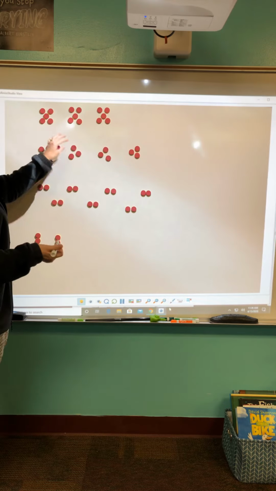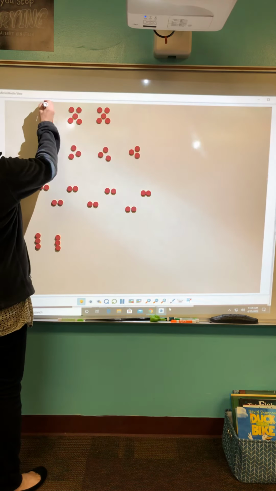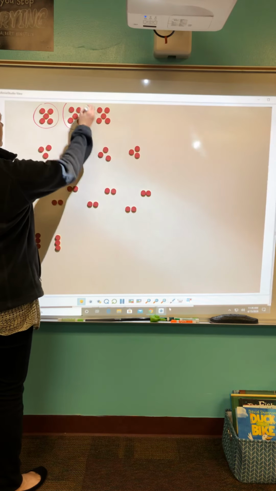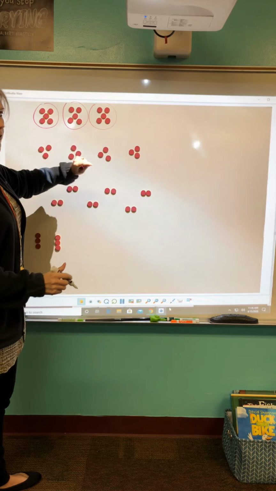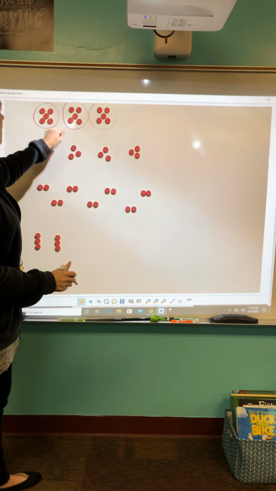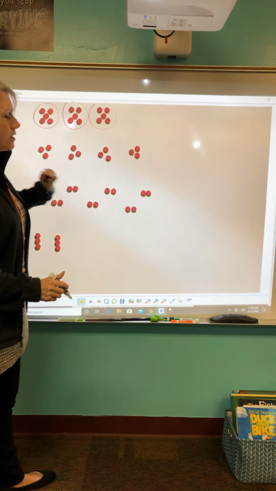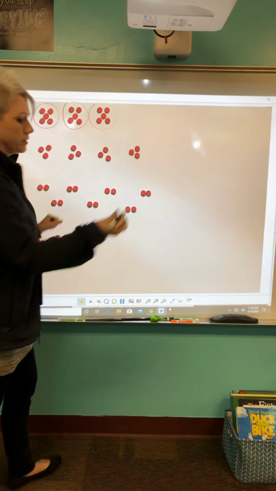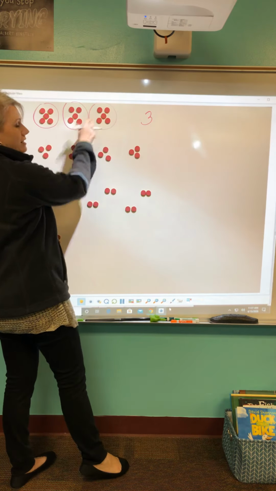The first one I have 3 groups of 5, and we can circle those up if that helps us to see them better. Each group has 5 counters. 1, 2, 3, 4, 5. 1, 2, 3, 4, 5. 1, 2, 3, 4, 5. So I have 3 groups. Each group has 5 counters.